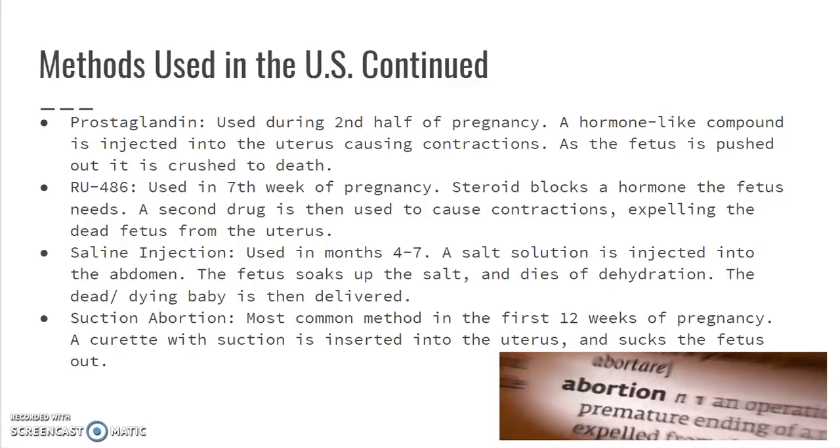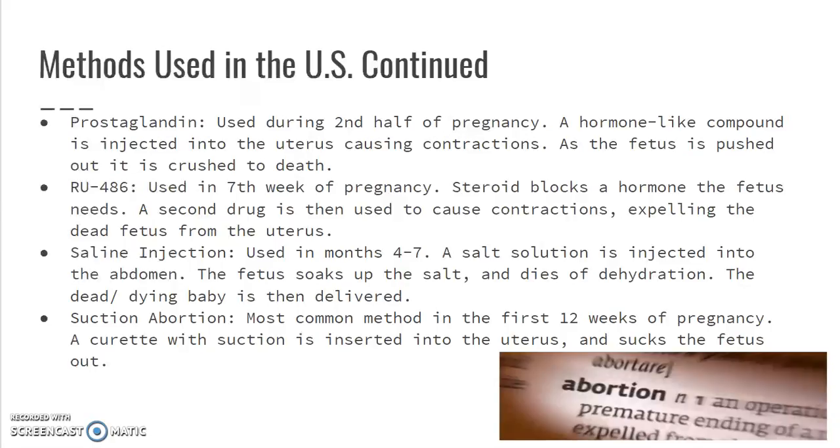There is something called a prostaglandin, and this is used during the second half of the pregnancy, so anywhere from 4.5 months up. A hormone-like compound is put into the uterus using a needle, which causes contractions to be induced. The fetus is then pushed out, but as it is pushed out, since the contractions are so violent, it is unfortunately crushed to death.